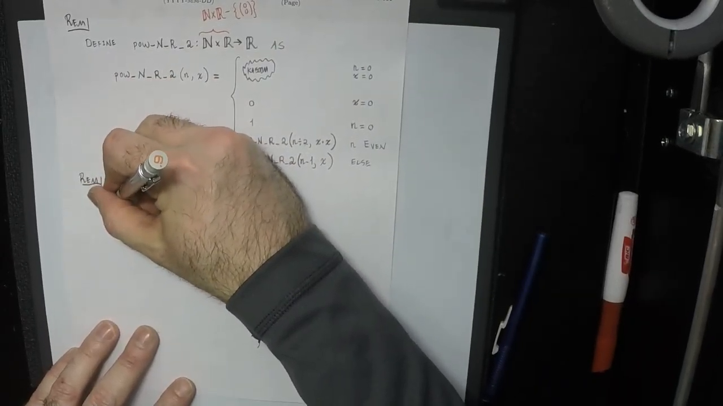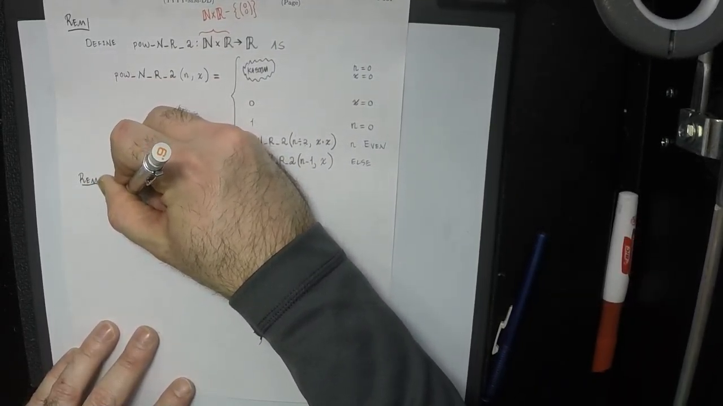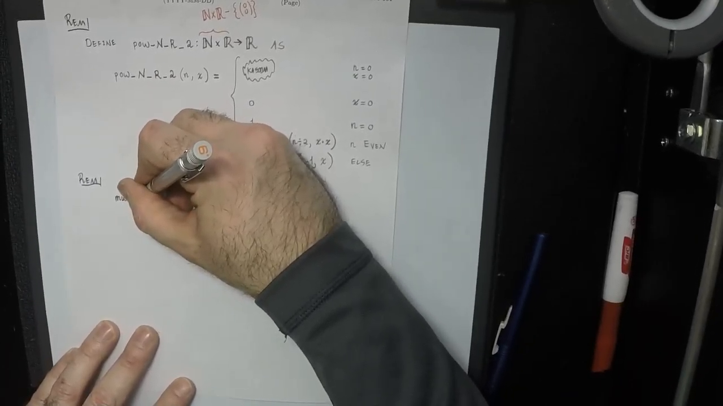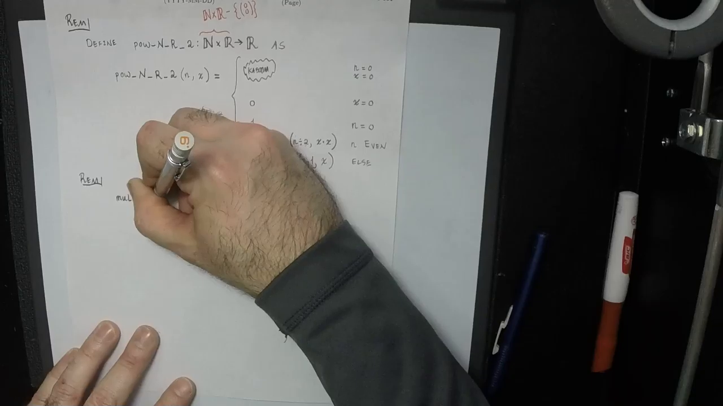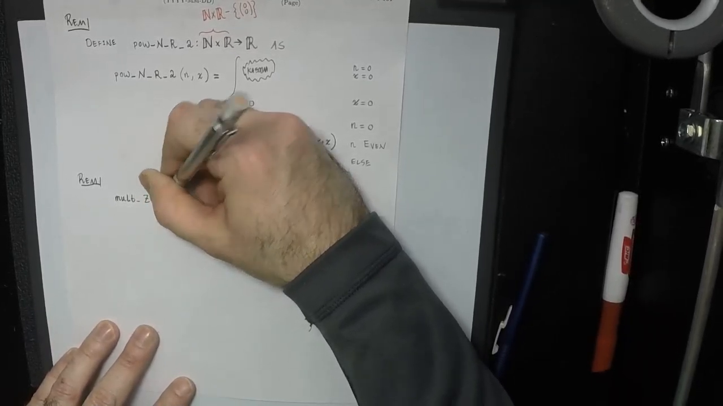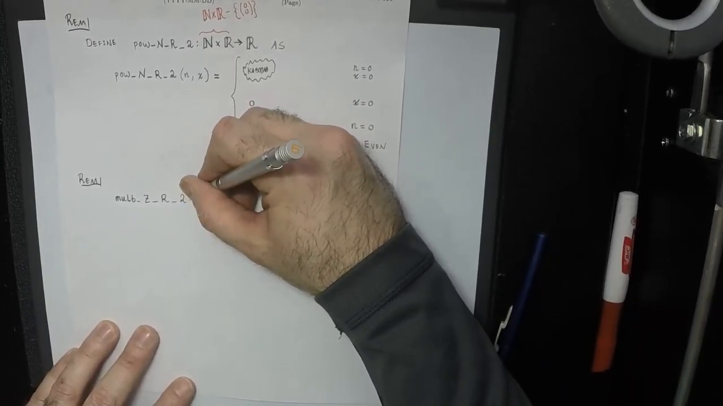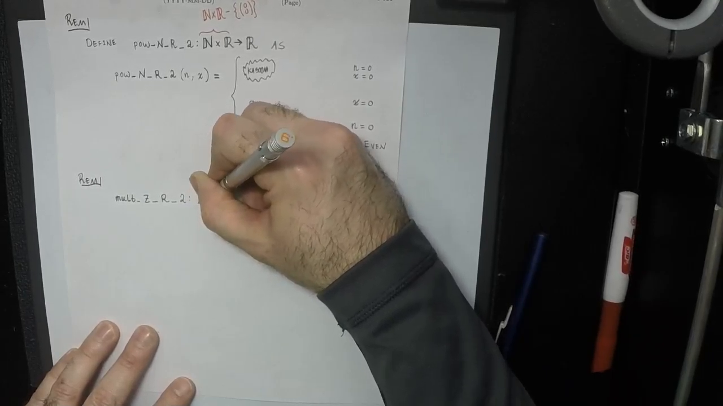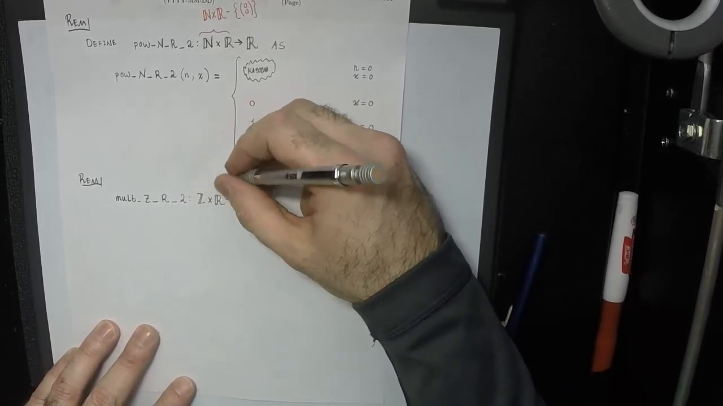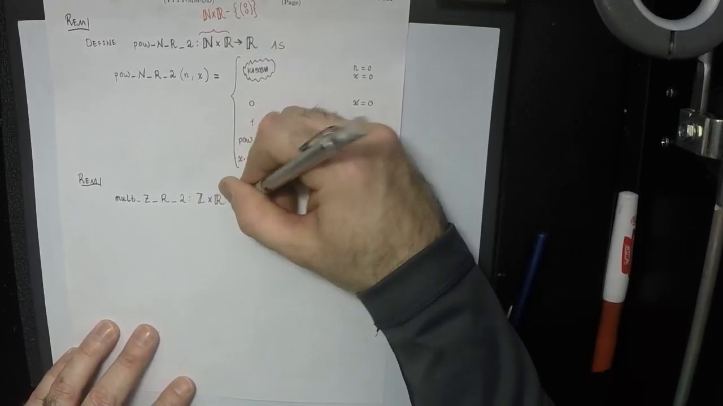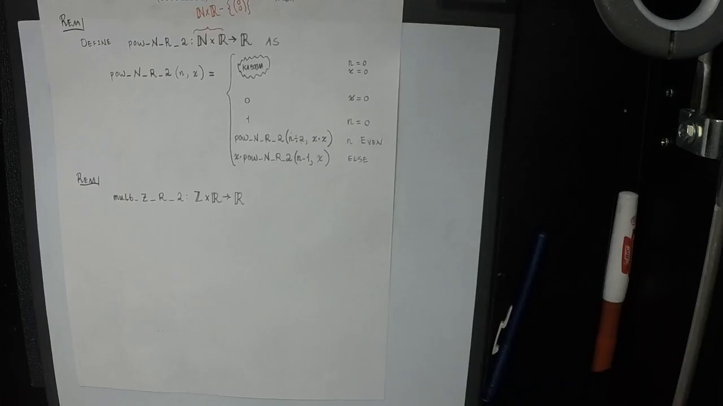What if we wanted to define mult underscore z underscore r underscore 2, and now it's going to be from integers cross the reals to the reals, so that we'd be able to use integers instead of just naturals. Well, what's the shortest and sweetest way to do it? Just implement your result, or you reuse it. That's the guy.